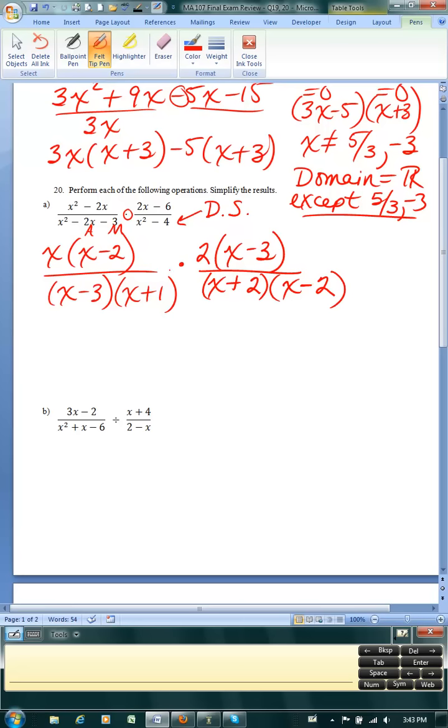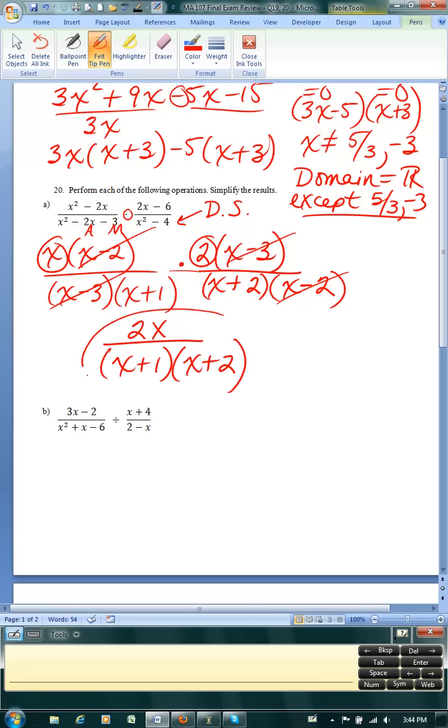All I'm doing when I'm multiplying these two fractions is I'm really pushing them together and just reducing. I have an x minus 2 on the top and the bottom, an x minus 3 on the top and bottom. And then all that remains is 2x over x plus 1 and x plus 2. Now make sure that you never reduce part of a sum or a difference. So do not reduce anything that's separated by a plus or minus sign unless you can do it on the top and the bottom.